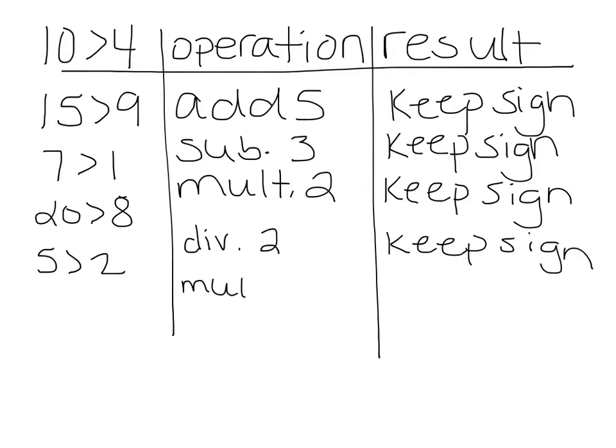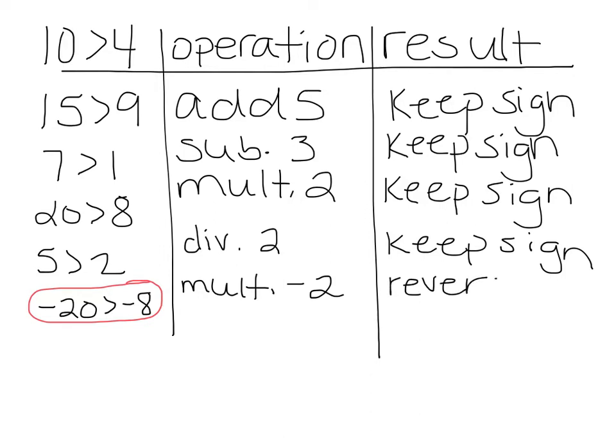If we multiply by negative 2, 10 is greater than 4 becomes negative 20 is greater than negative 8. Well, this is a false statement. Negative 20 is not greater than negative 8. So what we have to do here is reverse the sign. So we would have to rewrite this as negative 20 is less than negative 8.